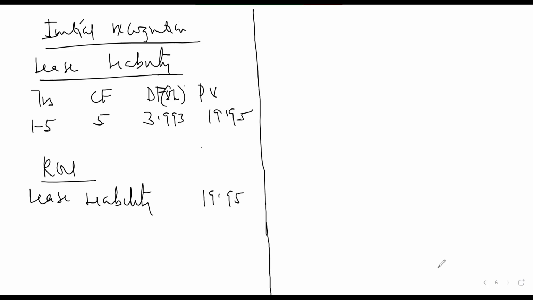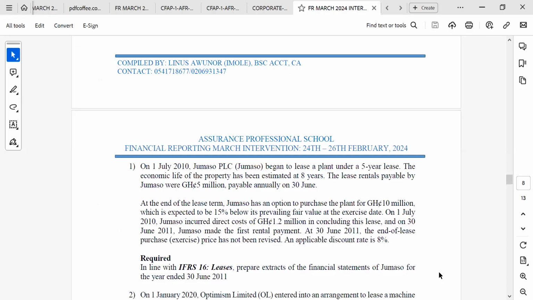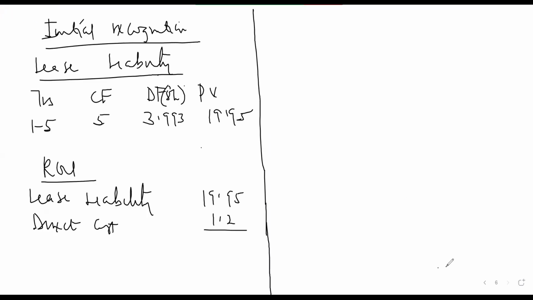The difference between the amount that I'm paying you is just the interest component. But the company incurred a direct cost. This direct cost can be installation, delivery, or testing, all those direct costs that are capitalized under PPE. So how much is the direct cost? The company incurred direct cost of 1.2. Okay. So what will be the total cost under this one?